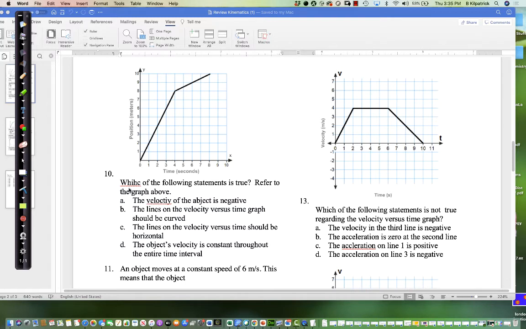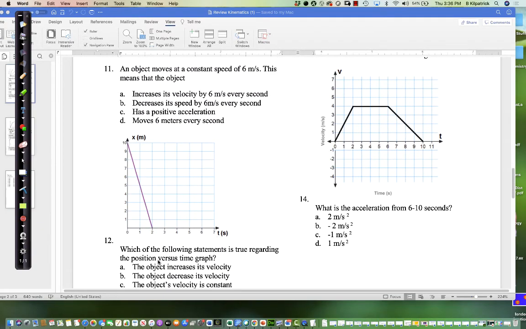The lines on the velocity versus time graph should be curved. No, they should be what? Horizontal lines, right? Because look, I have a constant velocity here. I have a constant velocity here. So on the V versus T graph, I'm going to get horizontal lines that go like this, right? Okay. The lines on a velocity versus time graph should be horizontal. Okay, so that's true. The object's velocity is constant throughout the entire time interval. Is that true? No, right? I slowed down at this point. So I started slowing down.